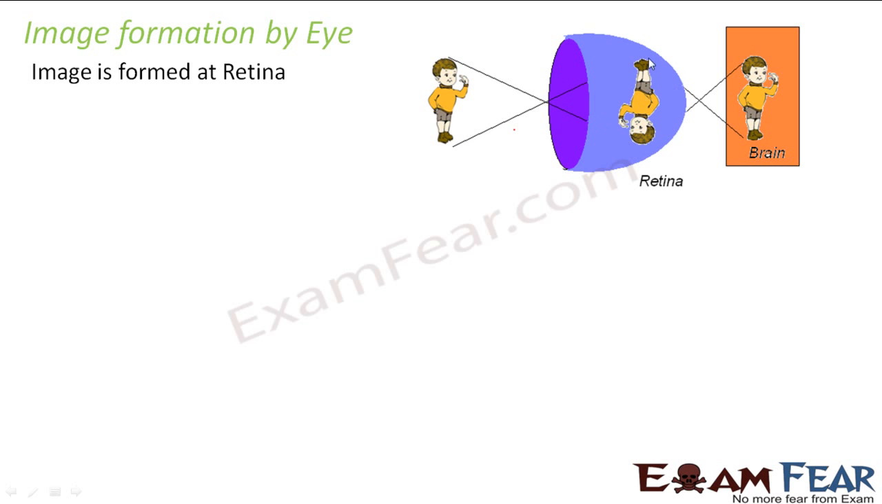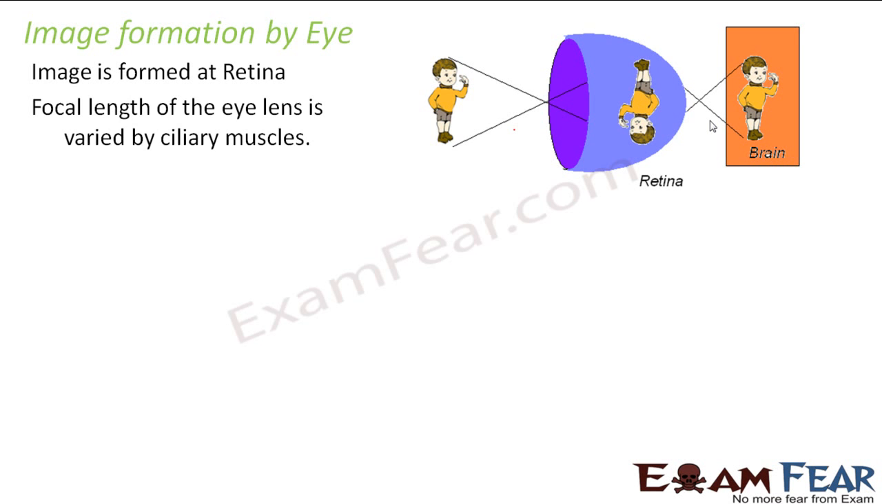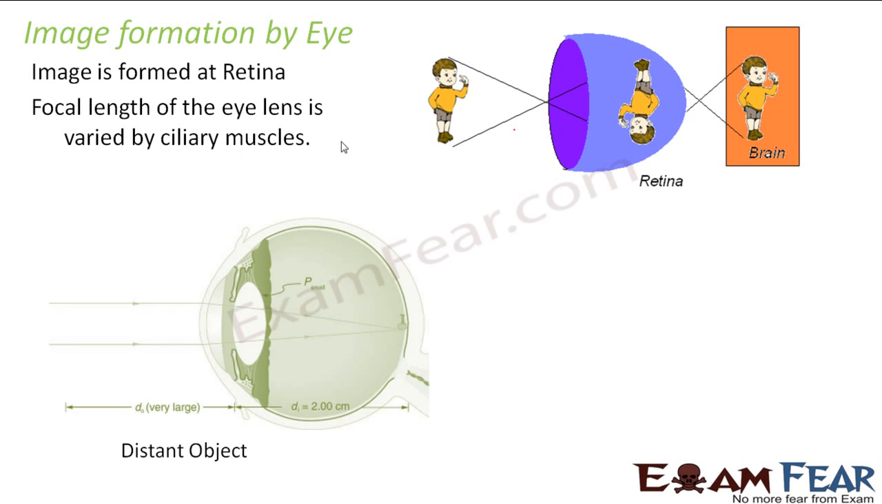Now this image which is formed, these signals are then carried by the optic nerves to the brain, and then the brain interprets it, or the brain transforms it into an erect image. Now the focal length of the eye lens is varied by the ciliary muscles that I have already mentioned before.